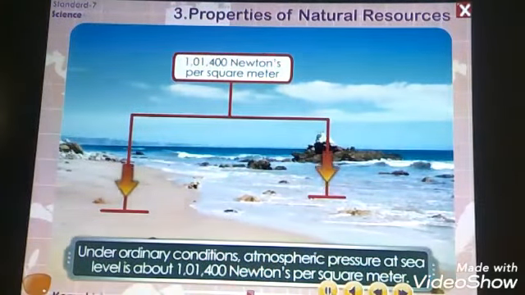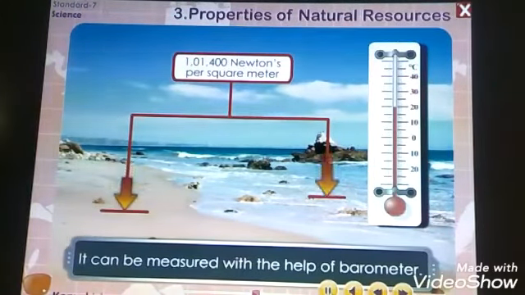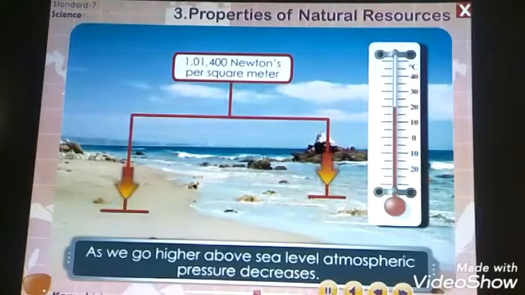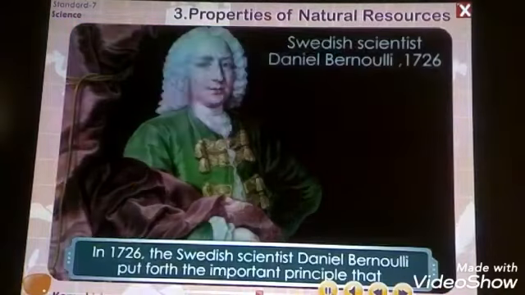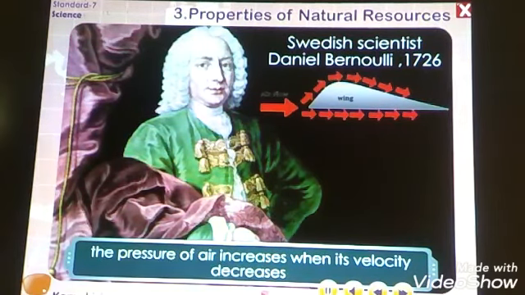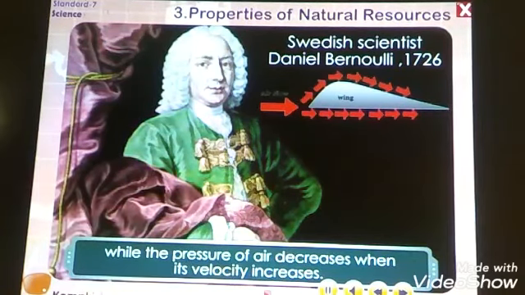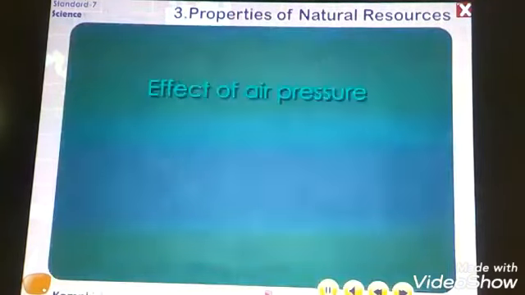Under ordinary conditions, atmospheric pressure at sea level is about Newton per square meter. It can be measured with the help of a barometer. As we go higher above sea level, atmospheric pressure decreases. In 1726, the Swedish scientist Daniel Bernoulli put forth the important principle that the pressure of air increases when its velocity decreases, while the pressure of air decreases when its velocity increases.